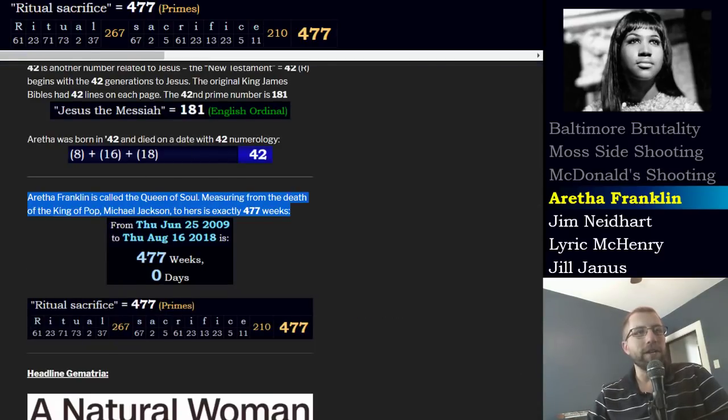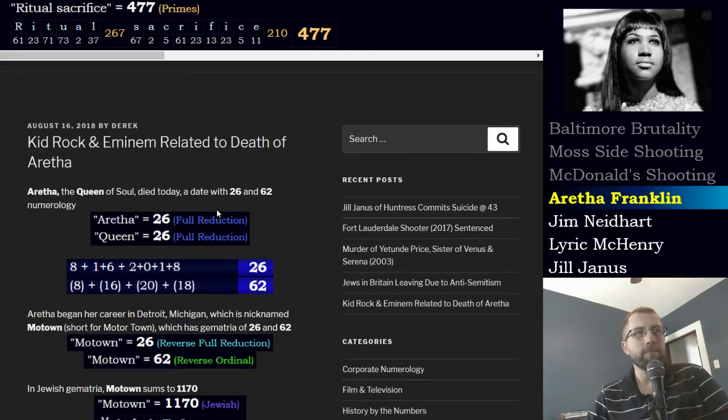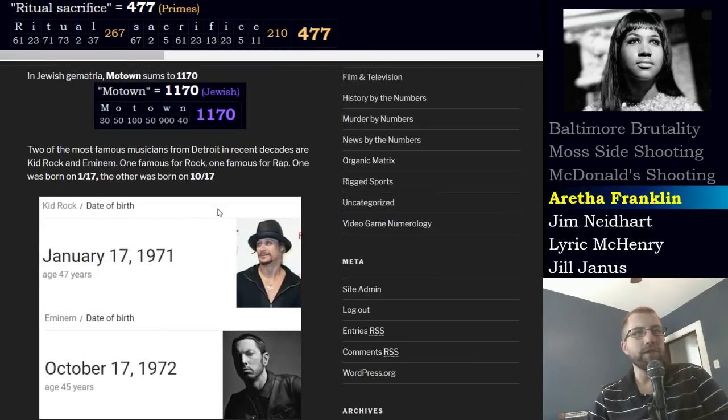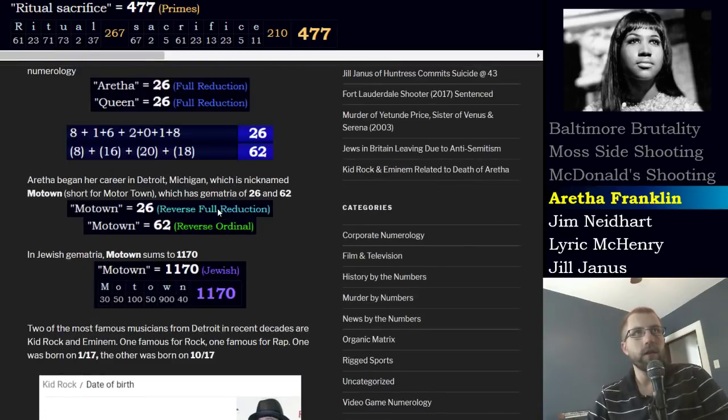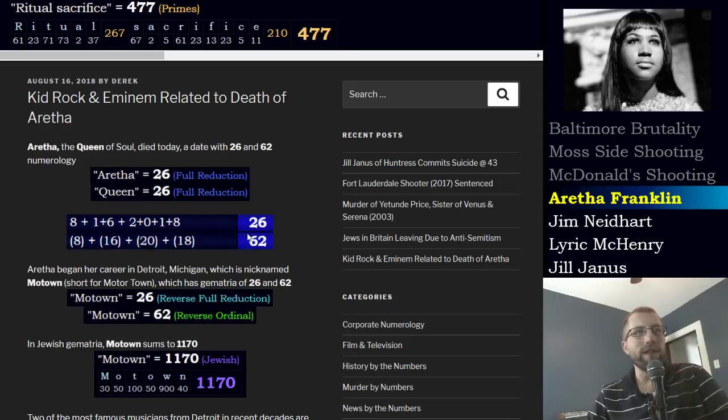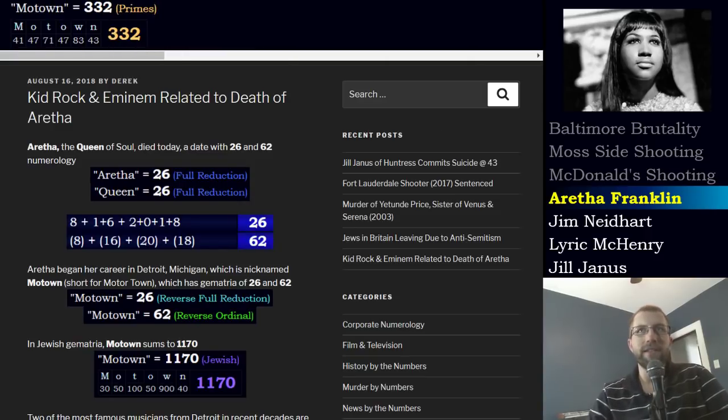So that's her death in relation to Elvis and Michael Jackson. Next, we'll look at other musicians from Detroit. Detroit, the city where Aretha Franklin got her start. The date that Aretha died had reduced numerology of 26 and full numerology of 62. And this stands out because in reverse, Motown equals 26 and 62.